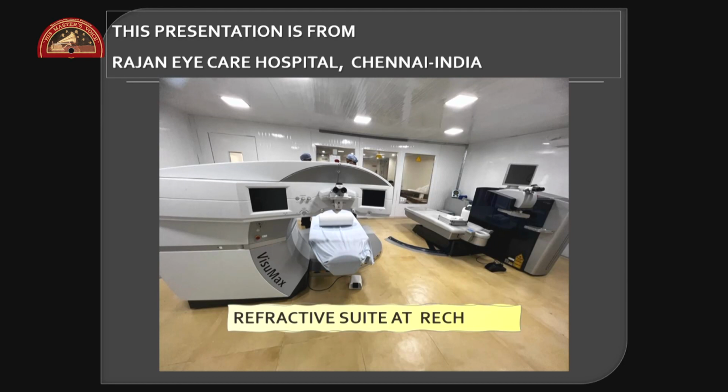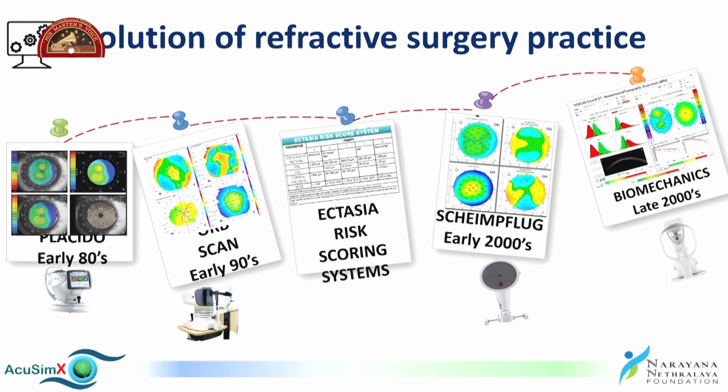I'll be talking about how refractive surgery selection can be made more appropriate from a biomechanics standpoint. And already the theme of the session is in that way. So we all know about the history and evolution of refractive surgery practice. First came the topographers, then we had a few ectasia risk scoring systems, then came tomography, and of late, biomechanics has become really prominent in the last 2 decades.